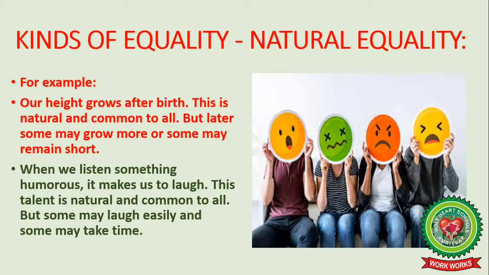So, the first kind is natural equality. The example is our height grows after birth. This is natural and common to all. But later, some may grow more and some may remain short. This is natural.